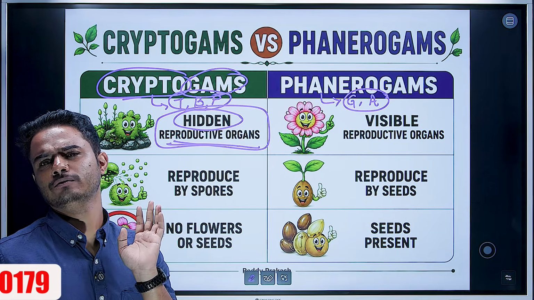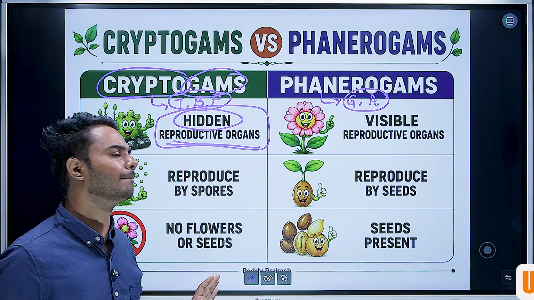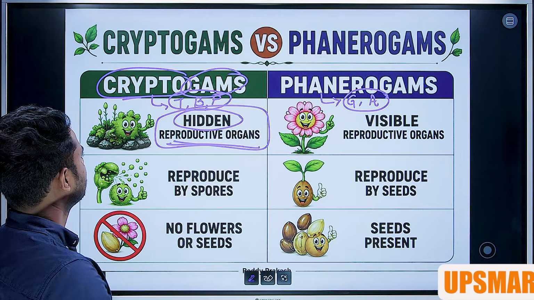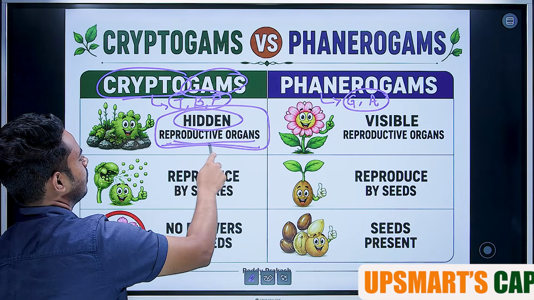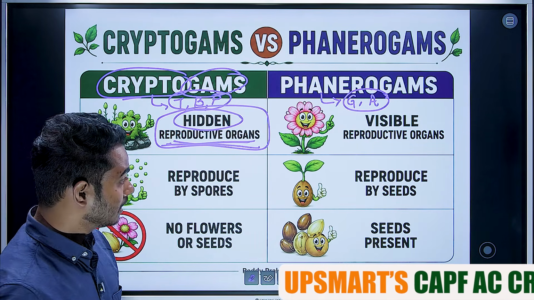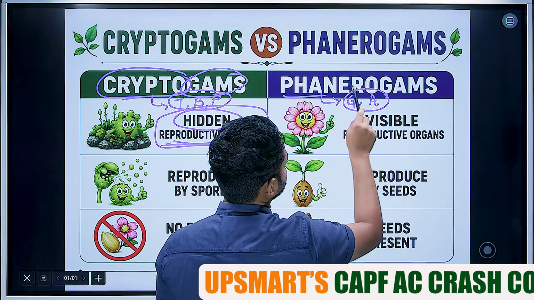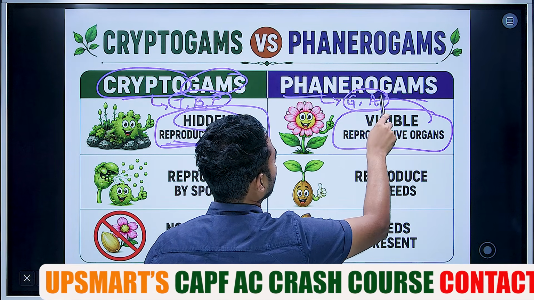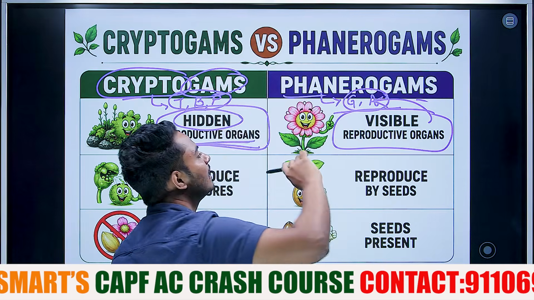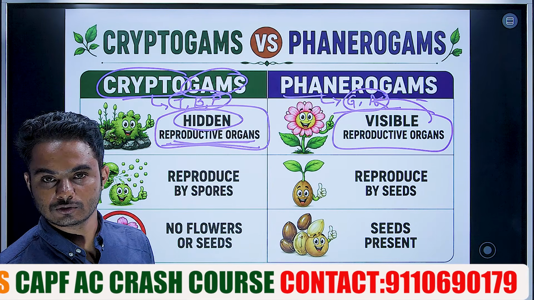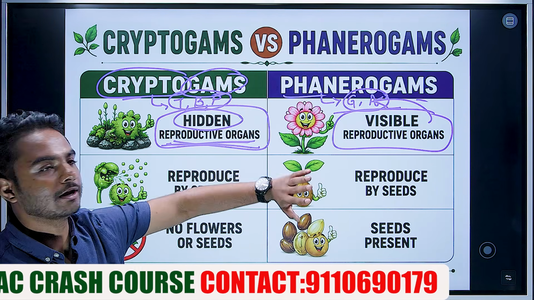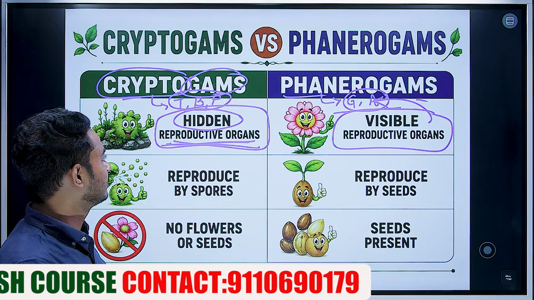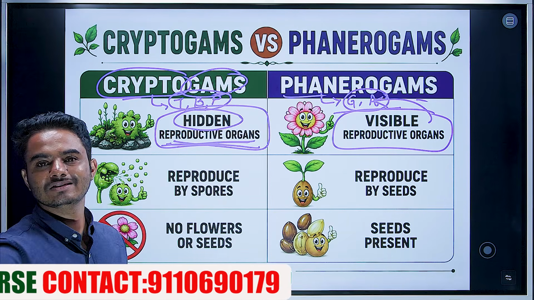Understanding the name is enough for you to understand the concept. Biology is like that. Crypto, hidden reproductive organs. Next one, phanerogams. Here come the visible reproductive organs, and the examples for them are gymnosperm and angiosperm. You can see the gametes, you can see the seeds. That is phanerogams.